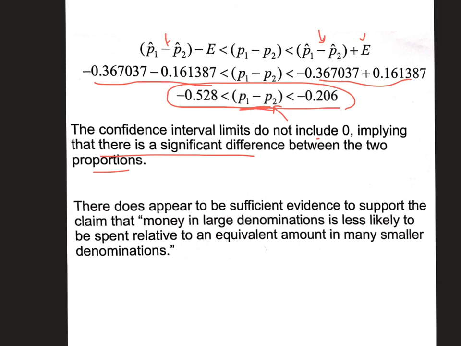So because 0 is not in there, there is sufficient evidence to support the claim that money in large denominations is less likely to be spent. I hope that makes sense, what we just did. So there's two ways to do it.